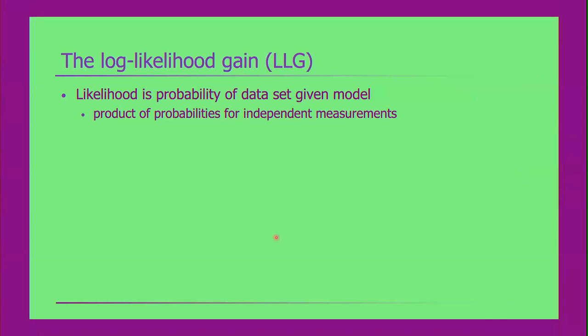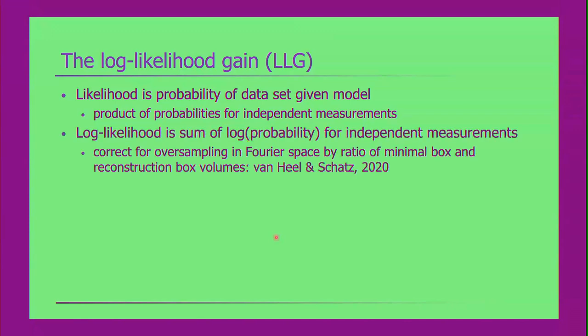So first, what's the log likelihood gain? Step back: the likelihood itself is the probability of the data given the model, as I mentioned. You can think of that as the product of probabilities for all of the individual measurements. It turns out it's more convenient to work with the logarithm of the likelihood, and that turns the product into a sum. So it's a sum of logs of probabilities for independent measurements.